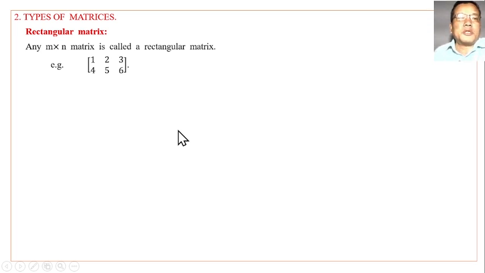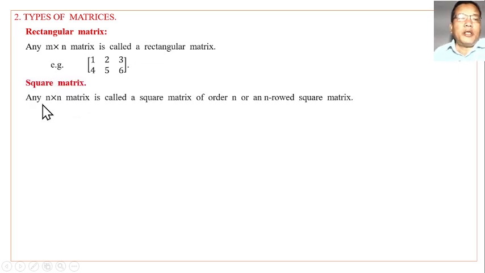A square matrix is a particular case of a rectangular matrix. Any n by n matrix is called a square matrix of order n.